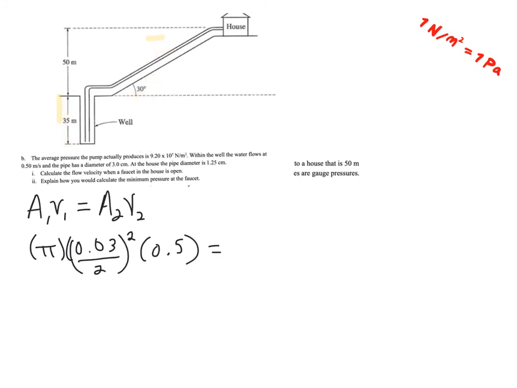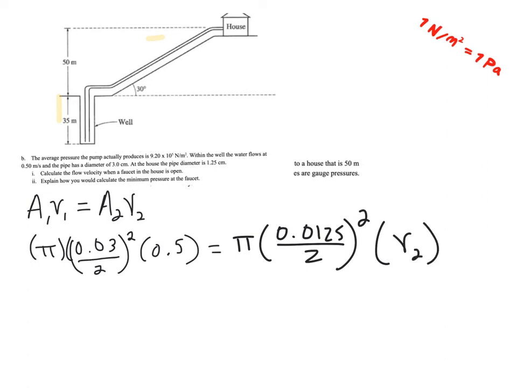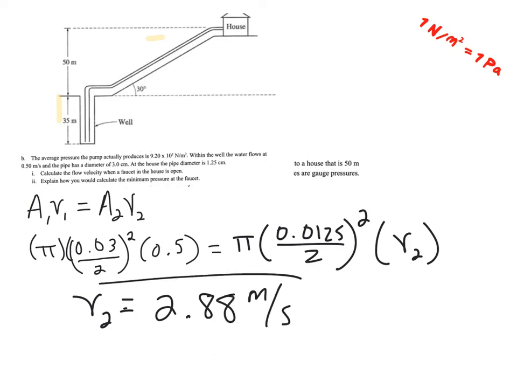All right, and then on the second part, I'm going to do the same thing for the area, but with the new diameter measurement, which was 0.0125 divided by 2 squared, and that's going to be times the unknown value that I'm looking for. And so after doing all the math, I get that V2 is equal to 2.88 meters per second, or something close to that. All right, so continuity equation. All right, let's take a look at the second part here.